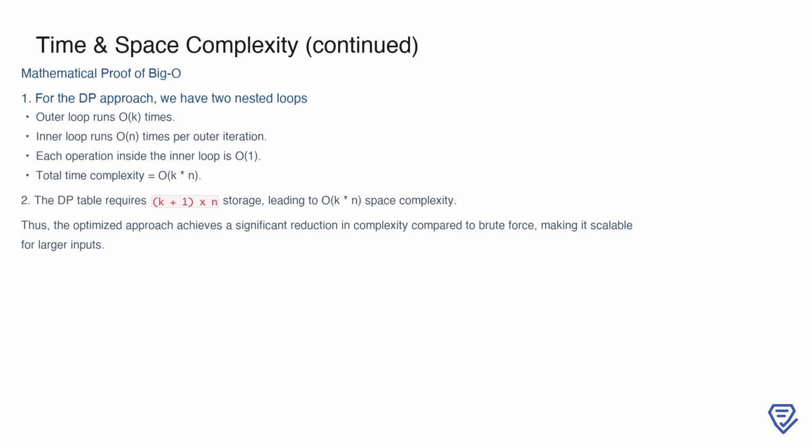Finally, let's break this down into a mathematical proof of the big O complexity. For the dynamic programming approach, the outer loop iterates k times for each transaction level.